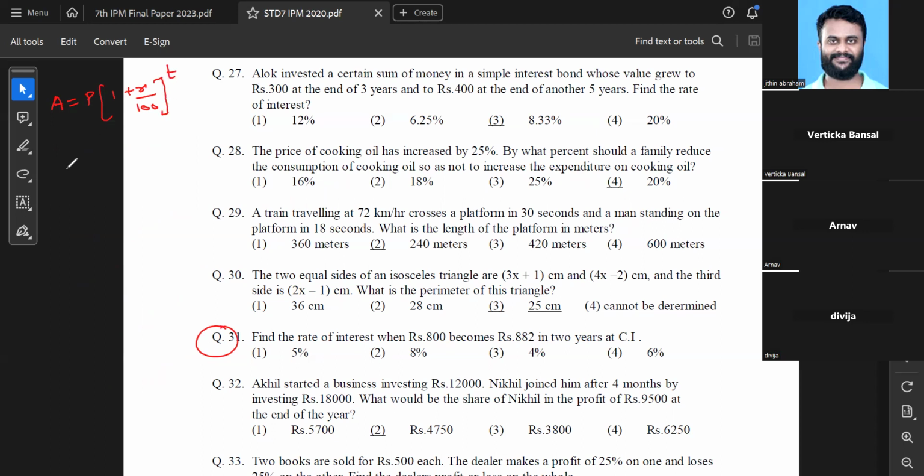In this case, the total amount is 882. Principal is 800. 1 plus the rate of interest, which we have to find, I'll put this as R, upon 100, raised to 2, 2 years. Okay, let's try to find this out.